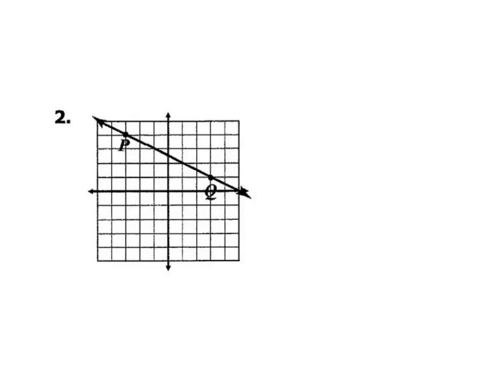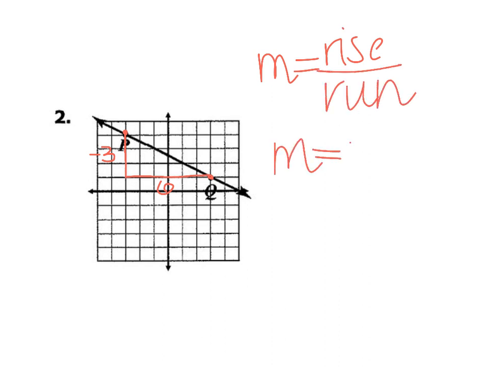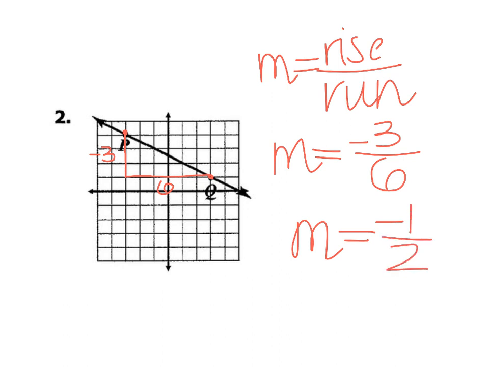For 2, we want to look at P and Q, and to get to Q from P, we start at P, and we're going to go down 3, so because we're going down, our rise is negative, and then we went to the right 6. So if m is rise over run, our rise was negative 3 and our run was 6. Now we always want to simplify our fraction, so we can simplify negative 3/6. Our slope becomes negative 1/2 because we divide the top and the bottom by 3.